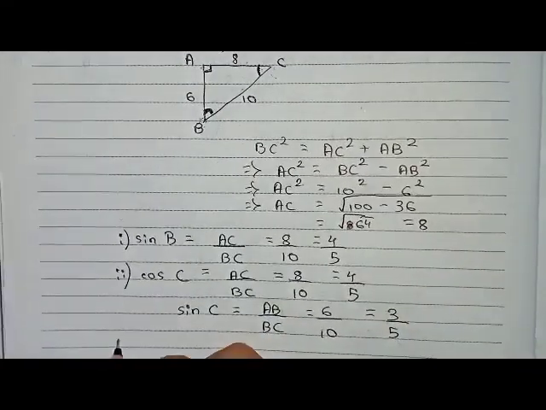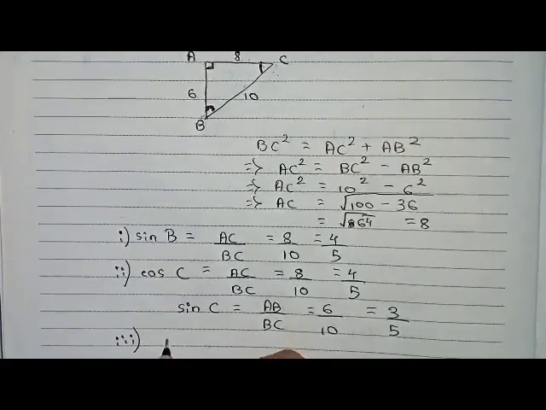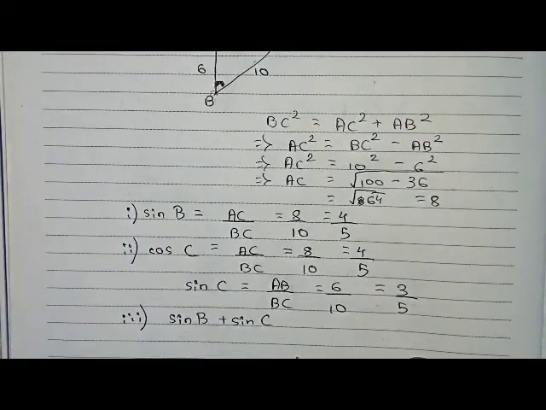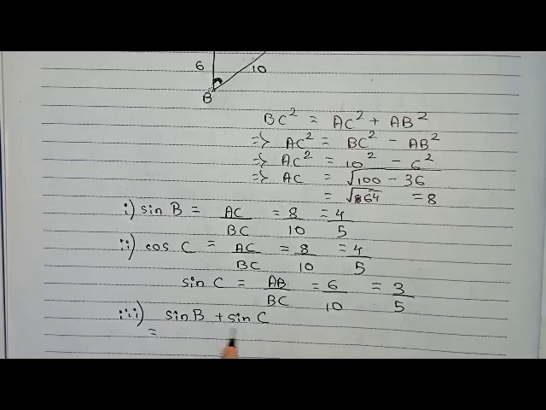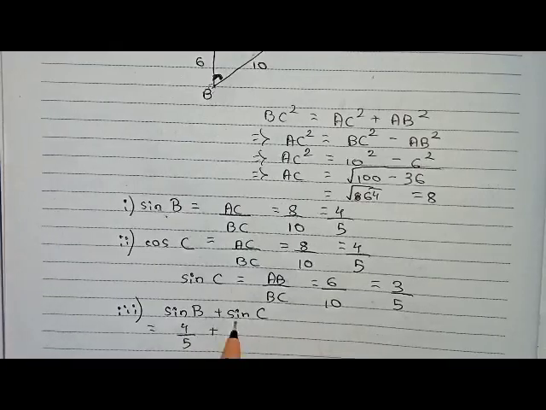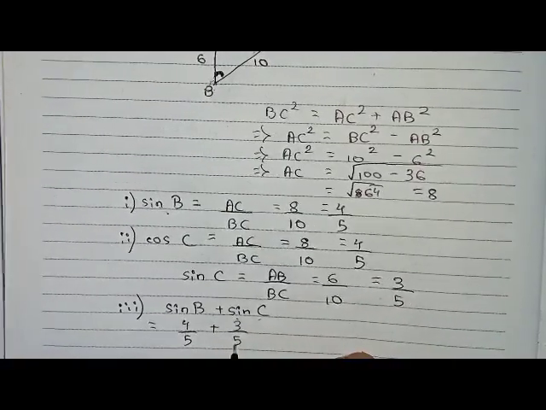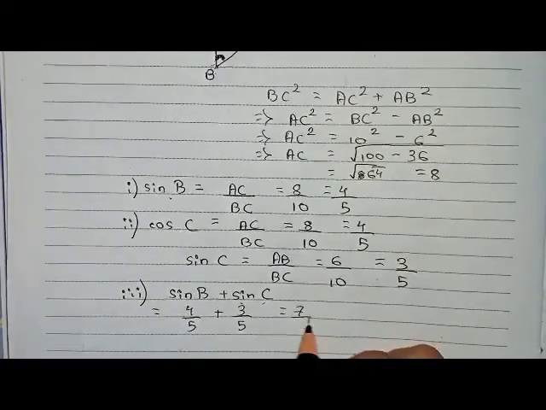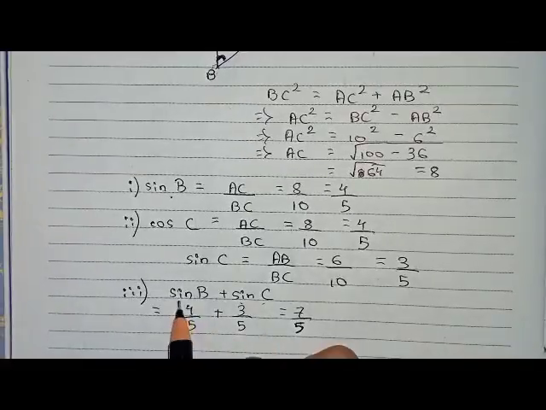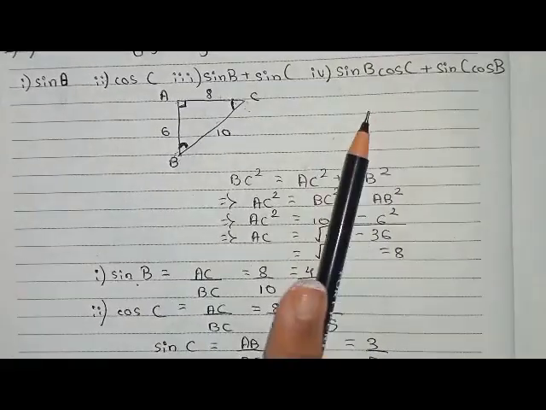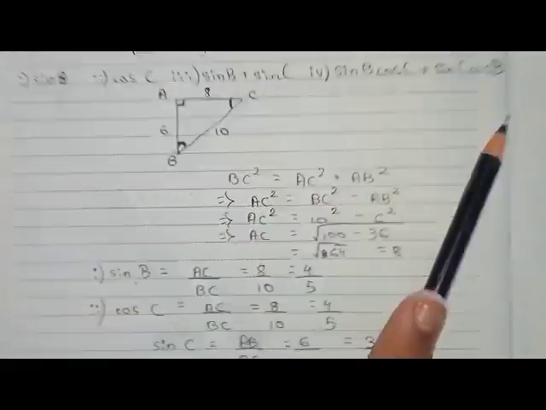Now easily you can find out the value of question number 3, which says sin B plus sin C. Sin B value is here, 4 by 5, plus sin C, that is 3 by 5. So 4 plus 3 will be equal to 7, so 7 by 5. The value of sin B plus sin C will be 7 by 5. Now for the last part, that is sin B cos C plus sin C cos B, we need to find the value of cos B first.